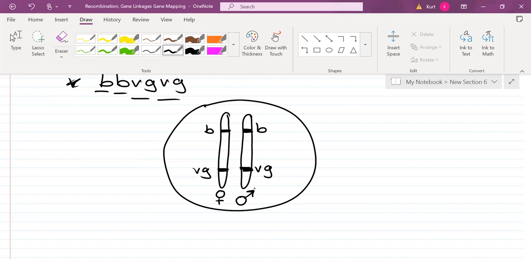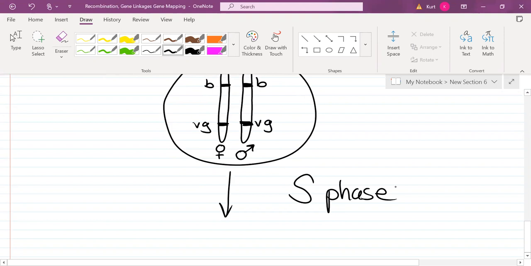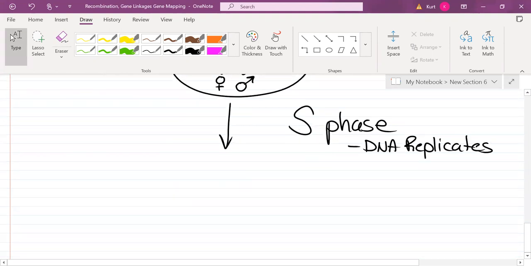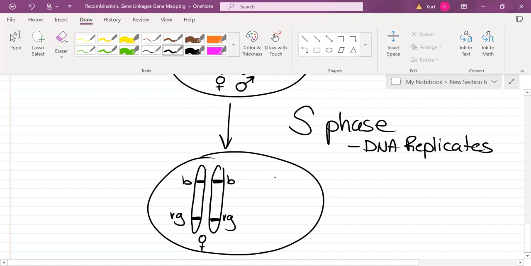Another reason why Thomas Hunt Morgan chose fruit flies is they only have four pairs. So it's actually pretty simple. So tell me first, what happens during S phase of interphase? The DNA replicates itself. So the chromosomes from mom, they just doubled. They're going to be identical. And the chromosomes from father, they are going to replicate too.